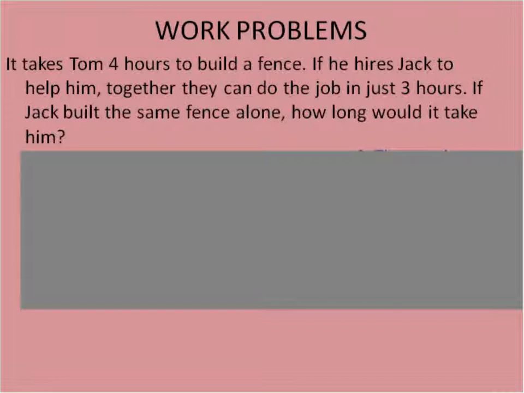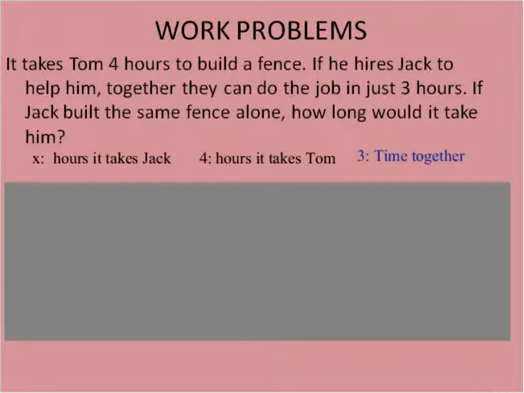Well, we know when we're working with word problems, we need to define a variable. So the first thing we're going to do is set up our variables. So we have that we're asked to find how long it would take Jack to build the fence alone. So that's going to be our first variable here. X is the amount of time or hours that it takes Jack to build the fence. We know that it takes 4 hours for Tom to build the fence, and then the time together that it takes them is 3 hours.